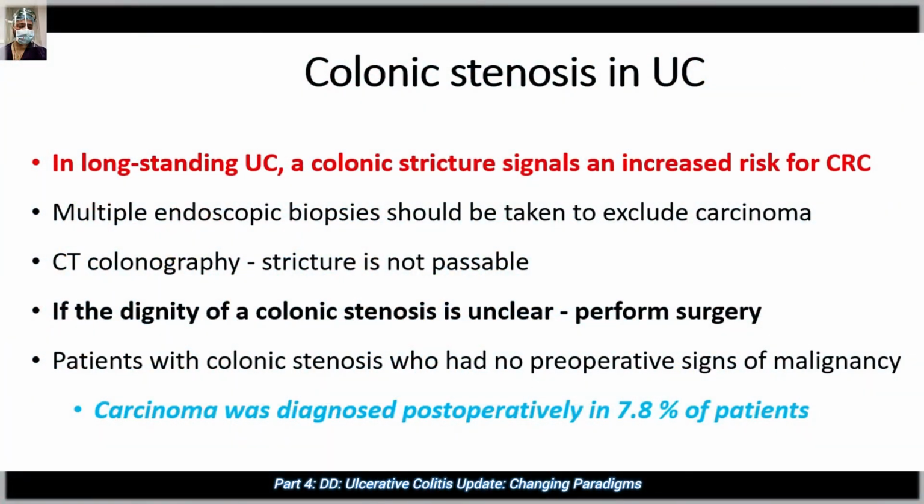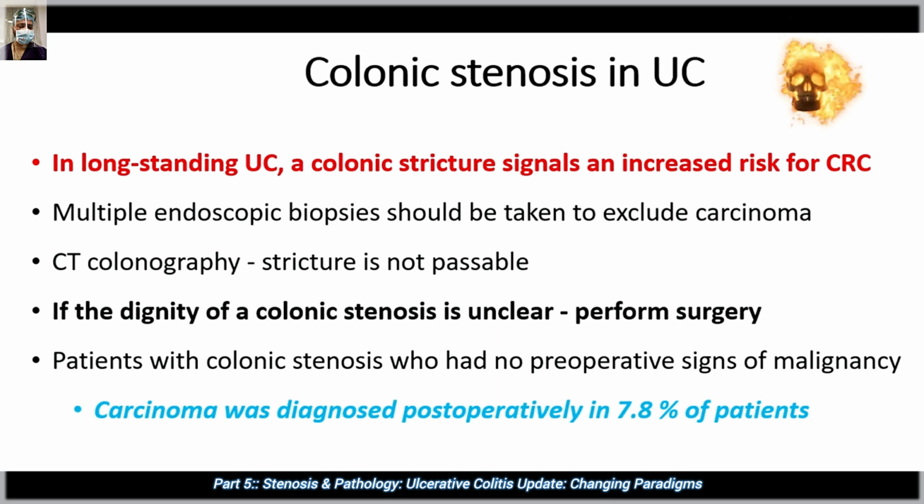Chronic stenosis is another important diagnosis in case of ulcerative colitis, and in long-standing ulcerative colitis, a chronic stricture signals an increased risk of colorectal cancer. Multiple endoscopic biopsies should be taken to exclude carcinoma. CT colonography is advised if the stricture is not passable with the endoscope. If the dignity of the chronic stenosis is unclear, we should perform surgery, that is, we should resect the stricture, presuming it to be malignant.